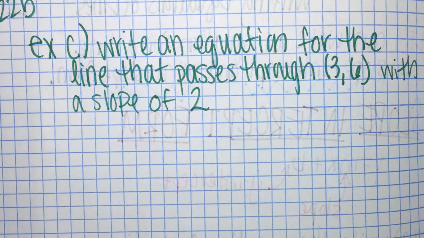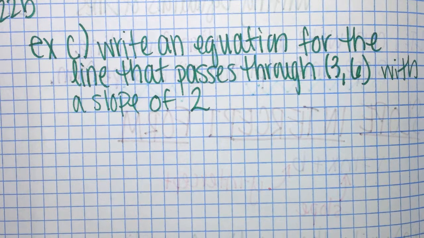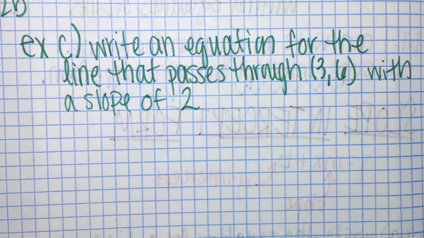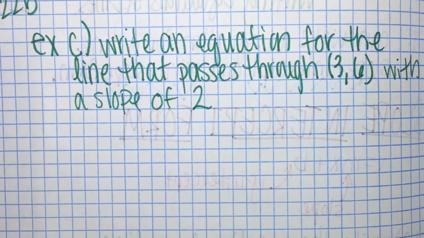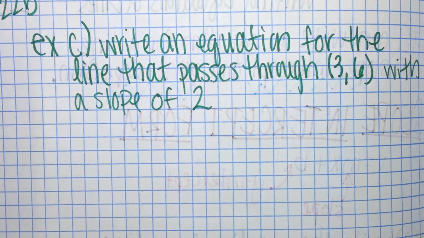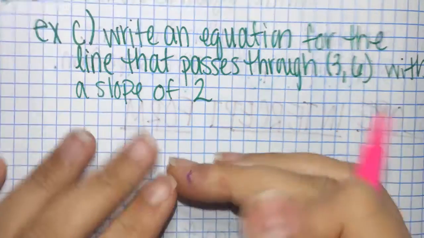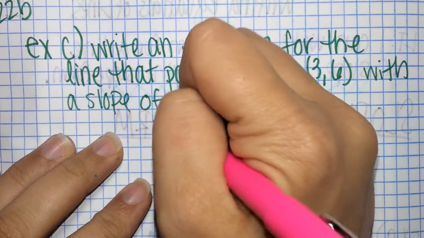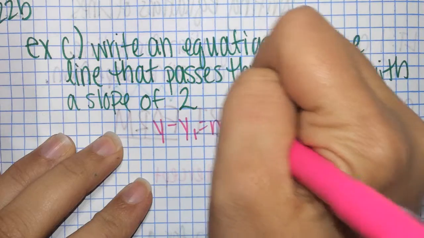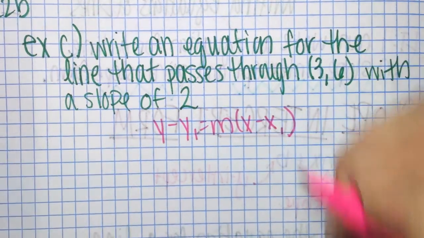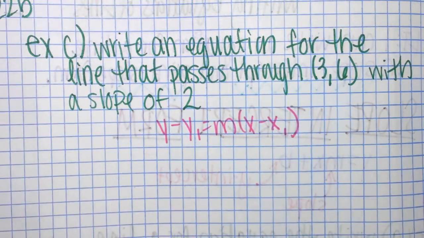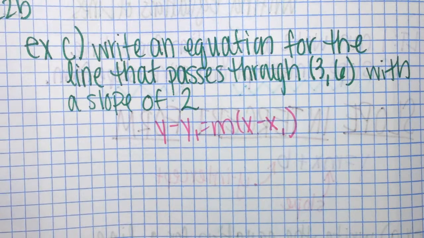Now, what did they give us in this problem? Did they give us a point and a slope or the y-intercept and the slope? A point and a slope. So we're going to use point slope form. What you're going to do is write y minus y1 equals m times x minus x1, just in case we forgot what it was from the other page.